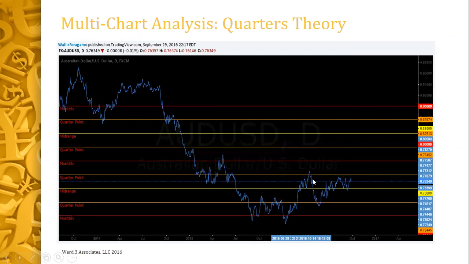Now, even though it did come down and find support at a quarter point, which is great, it found resistance at a quarter point, which is great. You can use a quarter point. Now, I'm not saying they're not helpful, but for training purposes, we're not really going to worry about them too much just yet. But this is what the quarter theory looks like.